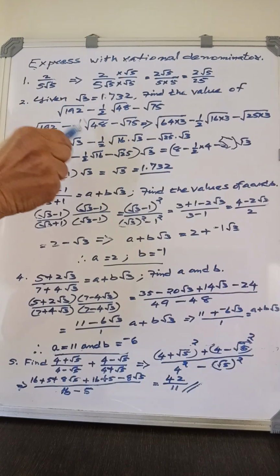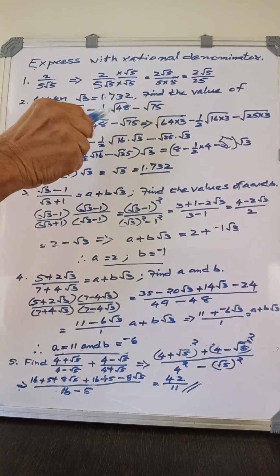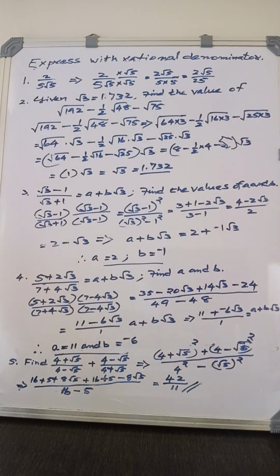Root 192 minus 1 by 2 root 48 minus root 75.